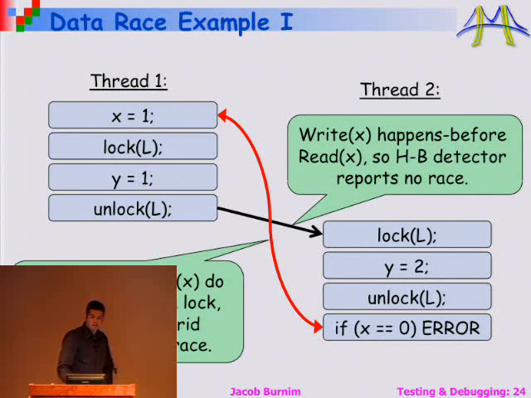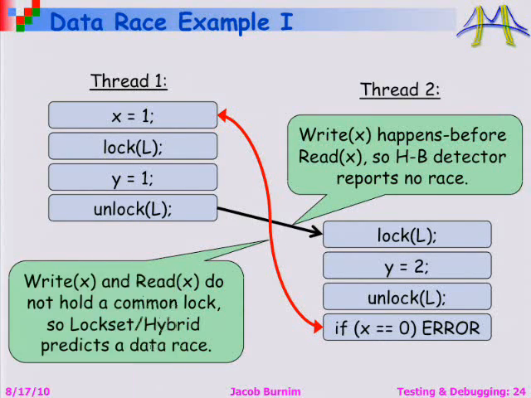On the other hand, a lock-set or hybrid race predictor can just see, well, you're not holding any lock when you write to X, and you're not holding any lock when you read from X, so it can just say that looks like a data race to me. And in this case, it'll be right. That is really a race in the program, and in fact, it's a real program error.